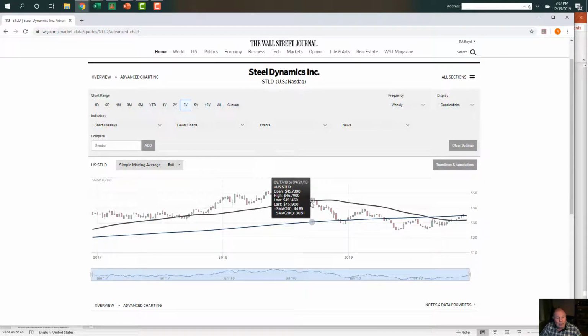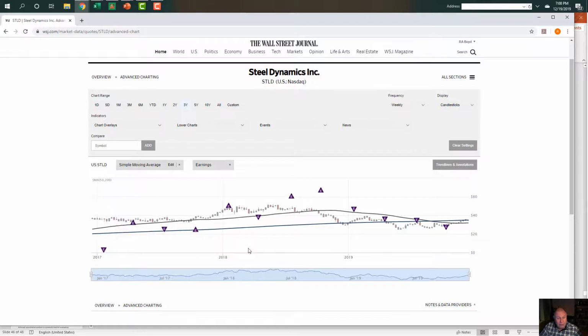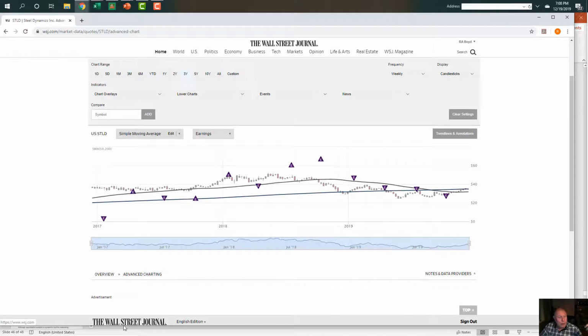So when we look at that, let's add in and say, well, what happened with earnings? If we click on earnings, we can see that here's earnings, and that the stock did not react too much to the earnings. So that is one thing that we can see fairly easily. And let's add in a couple more things.